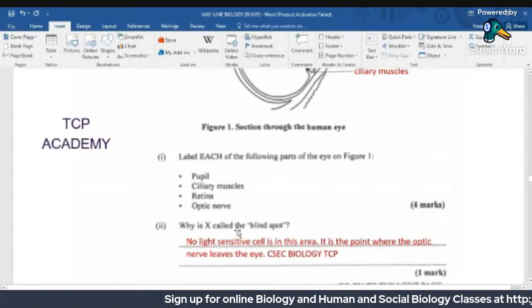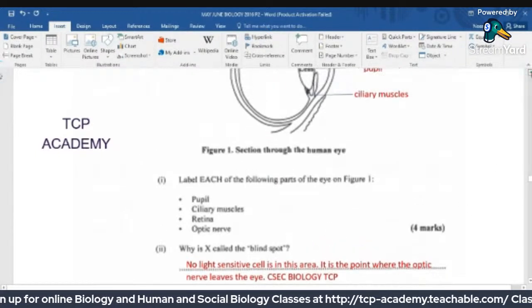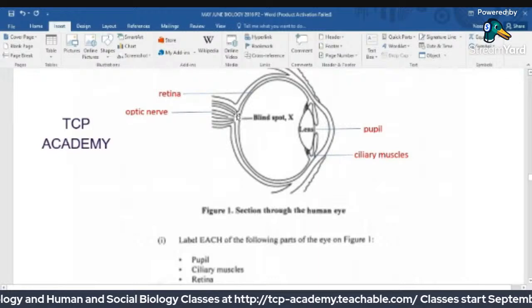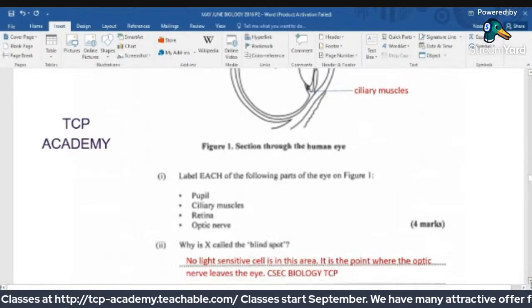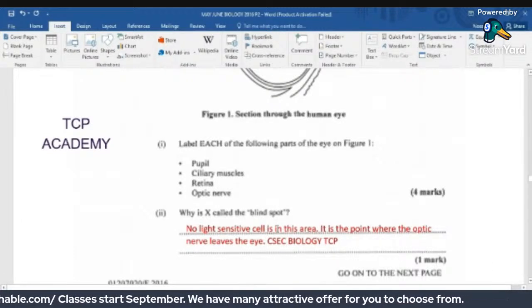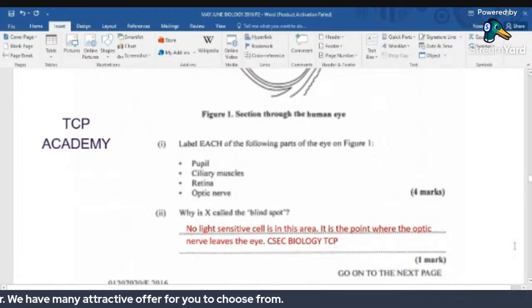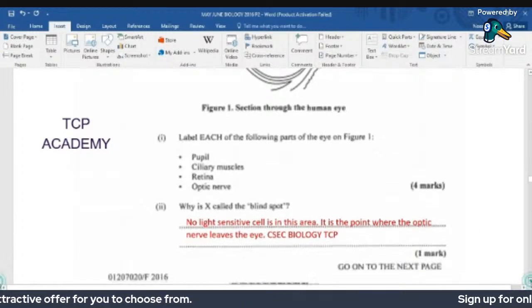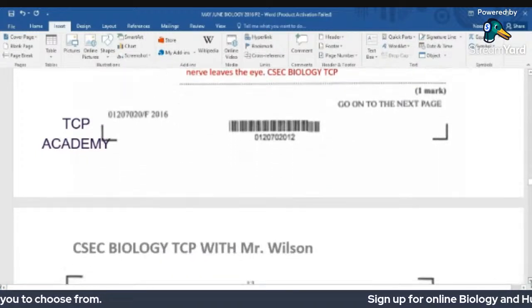Now, why is X called a blind spot? That's the area where there is no light sensitive cell, X right here, and it's the point at which the optic nerve is leaving the eye. So no light sensitive cell is in this area. It is a point where the optic nerve leaves the eye, and that's the answer for that. There is no further explanation for that.